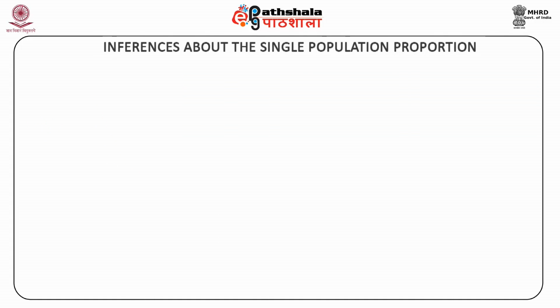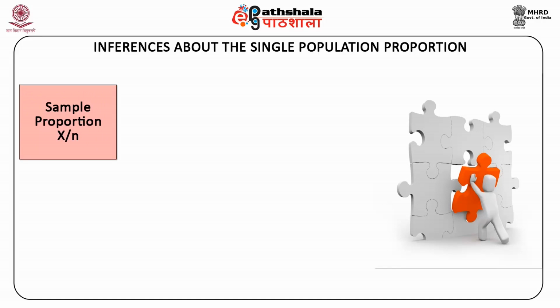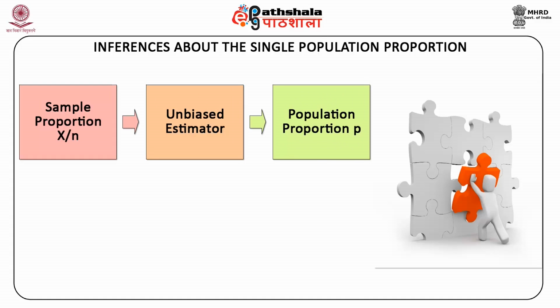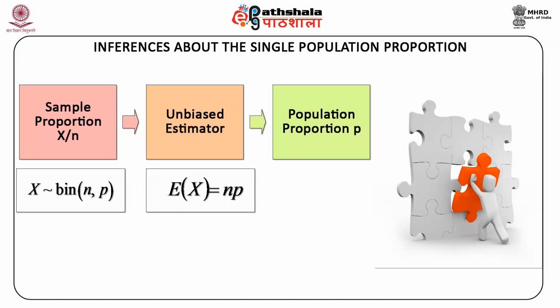Next, we will talk about inferences about single population proportion. The sample proportion x upon n is an unbiased point estimator of population proportion P, where x is the number of successes in n independent trials that make up the sample. Now, x is distributed binomially with parameters n and p, where expected value of x is np and standard deviation of x is square root of np times 1 minus p.